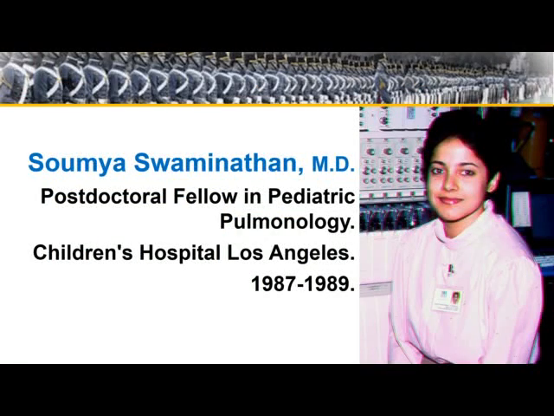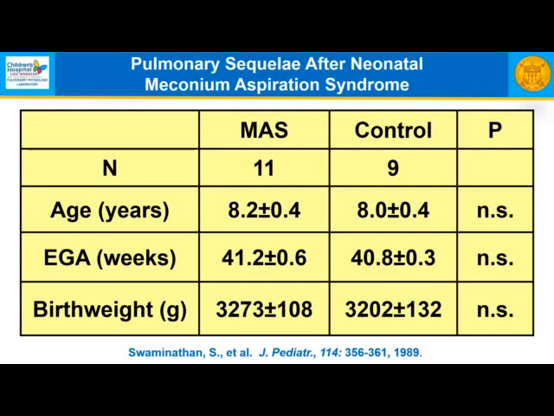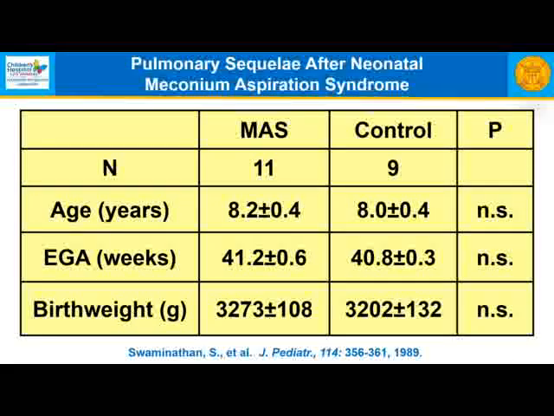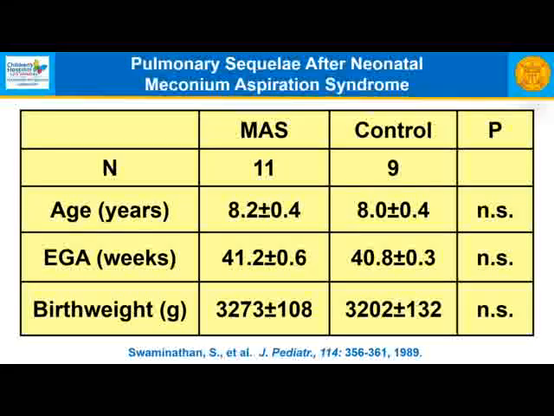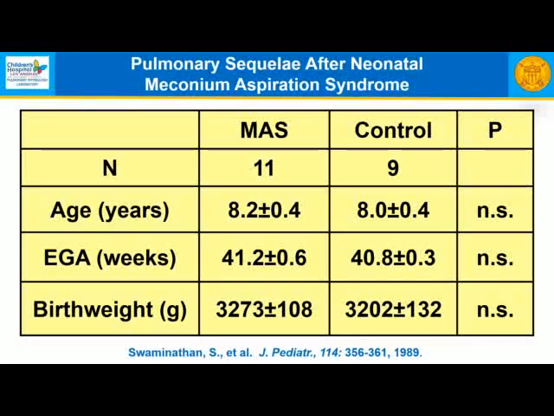He basically showed that BPD kids, even as asymptomatic children, have relative abnormalities compared to controls. Soumya Swaminathan did a similar study. She was a pulmonary fellow with us, 87 to 89. And she studied children who had meconium aspiration syndrome as infants. And again, there were 11 meconium aspiration, 9 controls. Age at time of study, estimated gestational age and birth weight were about the same in this group.